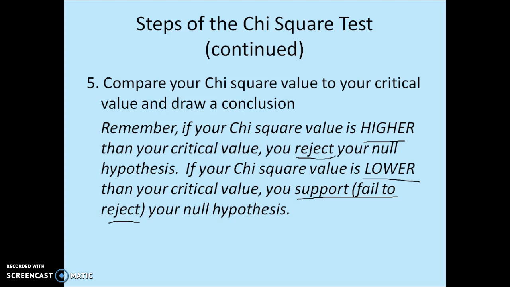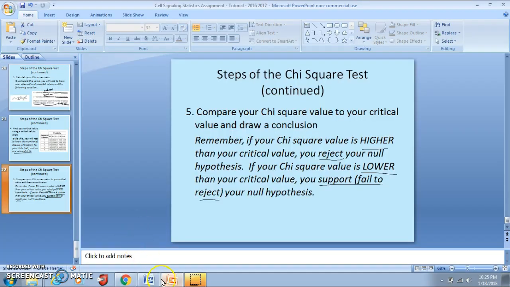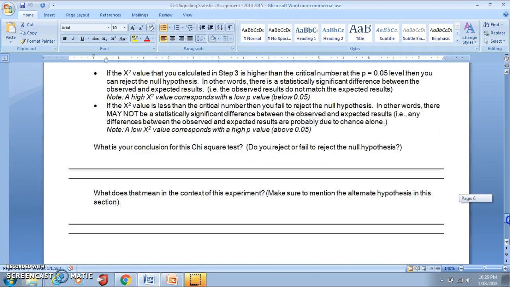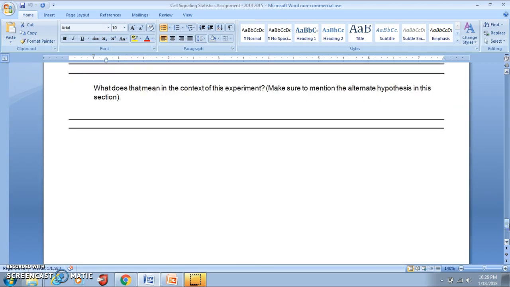That means that there may be a statistically significant difference between the number of sodium ions entering the TTX nerve cells and the number entering the normal nerve cells. Okay, that's it, and that would bring you to the end of the worksheet, I believe. So again, we are rejecting our null hypothesis, which means we are supporting our alternate hypothesis. Okay, thank you.